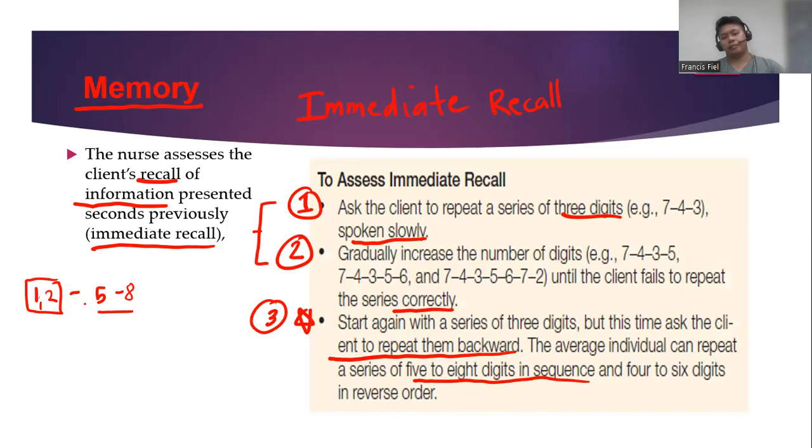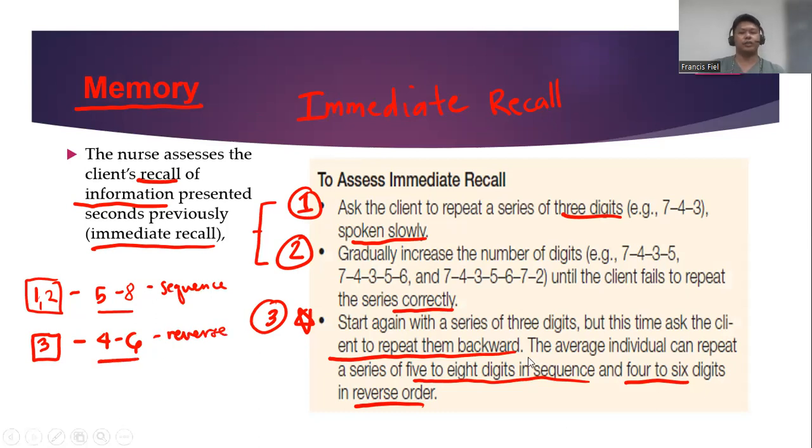Then, in terms of backwards, so the client is able to remember 4 to 6 digits in reverse. Alright? So, in reverse. Yan. So, we have 4 to 6 digits in reverse. So, ito, in sequence, ito naman in reverse. Alright? Yan. So, that's how to test your immediate recall.